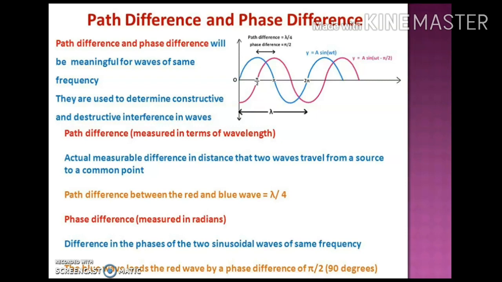Now we will talk about another term, phase difference. Phase difference is always measured in radians. So it is basically the difference in the phases of two sinusoidal waves which are of the same frequency. As you have seen in the figure, the blue wave leads the red wave by a phase difference of 90 degrees.